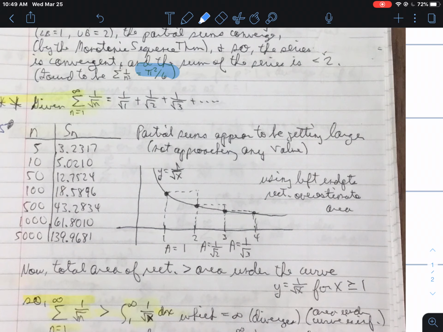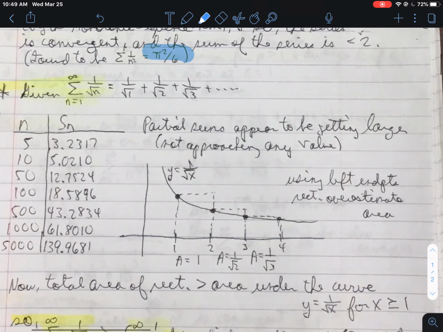Okay. Look at the next example. I've got the sum as n goes from 1 to infinity of 1 over square root of n. So it'd be 1 over square root of 1, 1 over square root of 2, 1 over square root of 3, etc. Again, I've got the partial sums, some of them listed from 5, 10, 50, 100, etc. up to, again, 5,000. But notice in this case, if you look at those partial sums, they're getting larger, of course, but they're not approaching a number, right? They're getting larger without bound. Looks like they're getting infinitely large or approaching infinity.